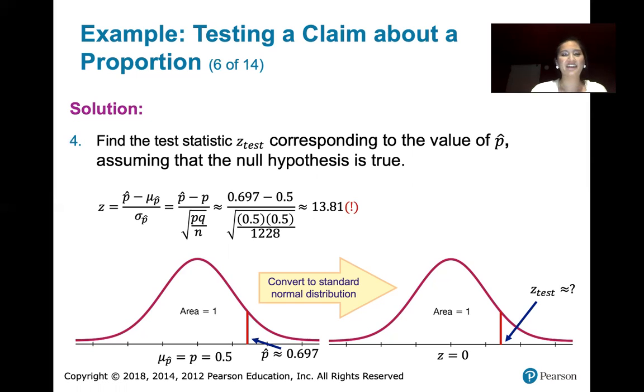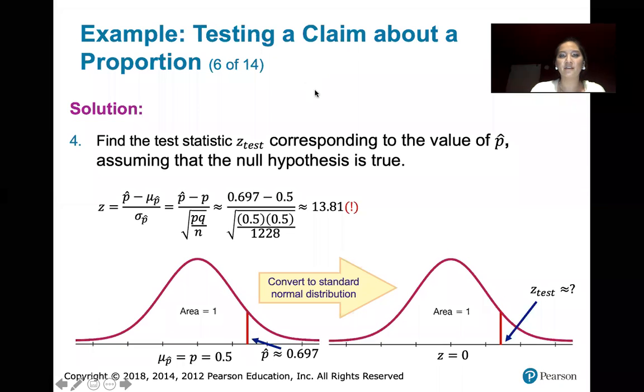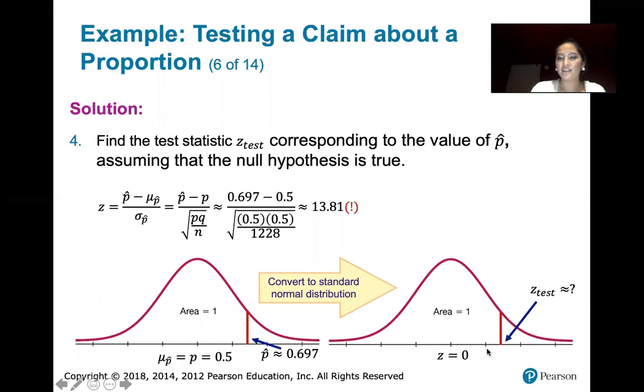That means my pictures are grossly inaccurate, but I hope you understand that when you see a z-score of 13.81, that is huge. That means that p hat is 13.81 standard deviations above the mean. If you look at this graph, this is 1 standard deviation above the mean. That's 2 standard deviations above the mean. That's 3 standard deviations above the mean. So 13 standard deviations is way out there. So it is definitely significantly high. I think we're going to throw out this null hypothesis, but let's go through the rest of the method and prove that we're going to throw out that null hypothesis.